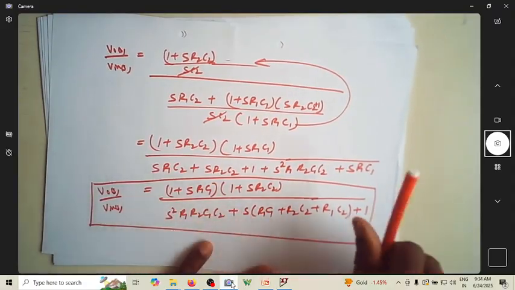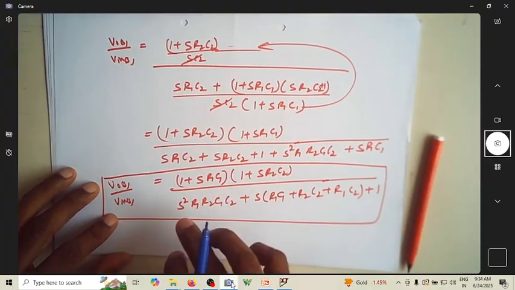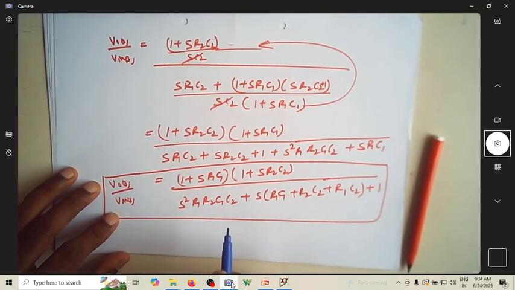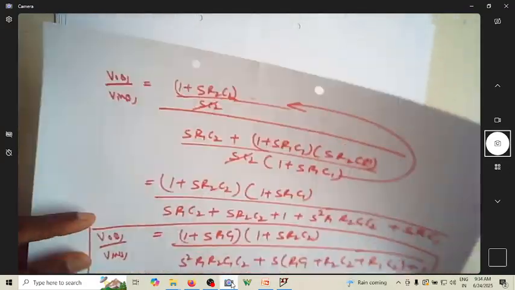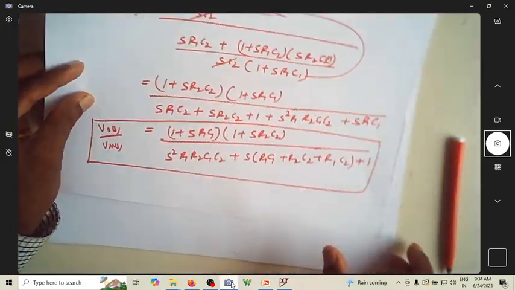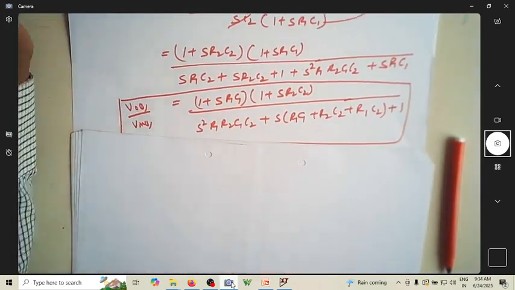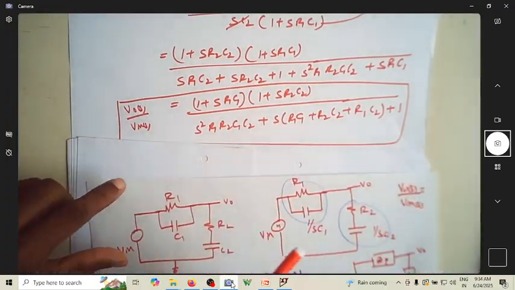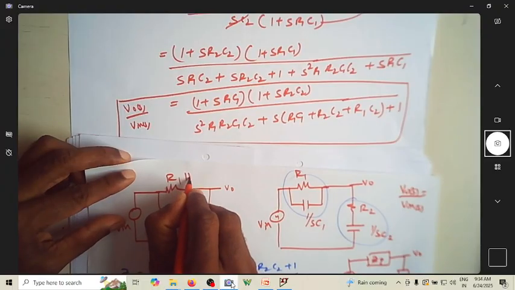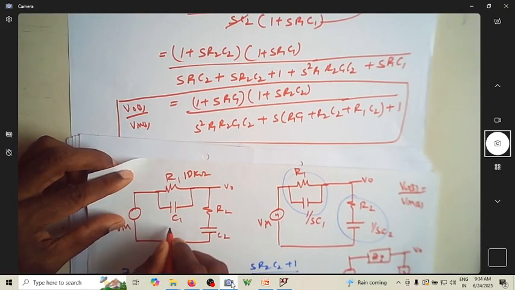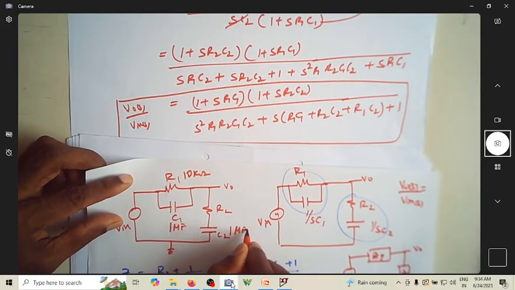Bring it to this form so that now you have, of course, a quadratic equation. If you know the values of R1, C1, you can actually predict the pole and zero positions. So let me just do that also. Let me take this particular example. Let us try to identify the poles and zeros of this. So let me take this as 10 kilo ohm. This as maybe 1 microfarad. Let me take this as 1 microfarad.